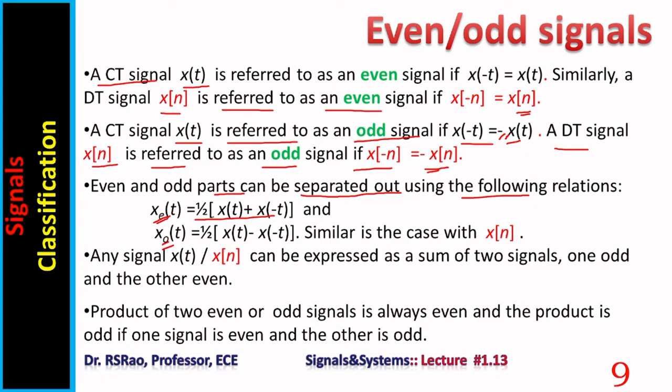Xe of t is equal to half x of t plus x of minus t. Xo of t is half x of t minus x of minus t. Similar is the case with the discrete time signals. Any signal x of t, x of n, can be expressed as the sum of two signals, one odd and one even. Another important aspect is that the product of two even or two odd signals is always even. Two even signals multiplied gives you even. Same is the case with two odd signals. But the product is odd if one signal is even and the other is odd.